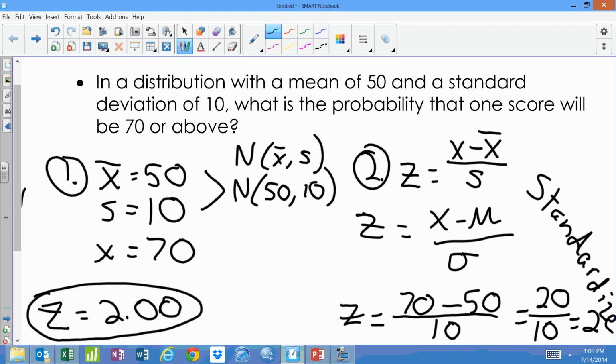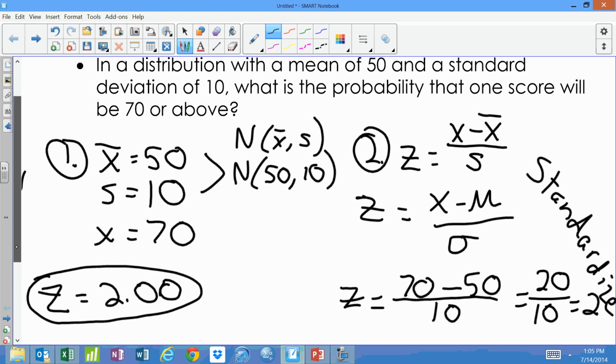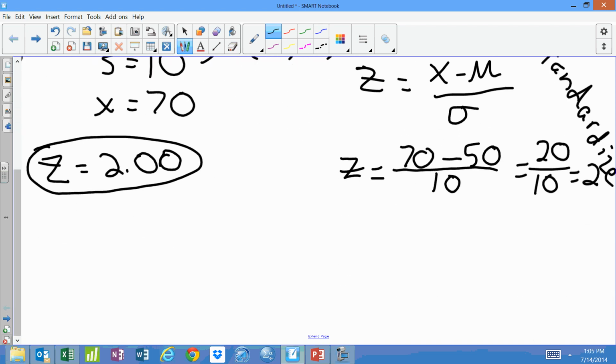Once you've standardized it, you're going to want to look up the z-score in the table and actually look at it on a graph. So before we look it up in the table, I'm going to graph my z-score of 2. And to do that, you're going to draw a normal curve. This is more for your benefit, which will hopefully help you.